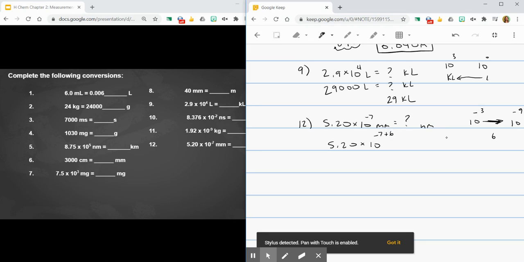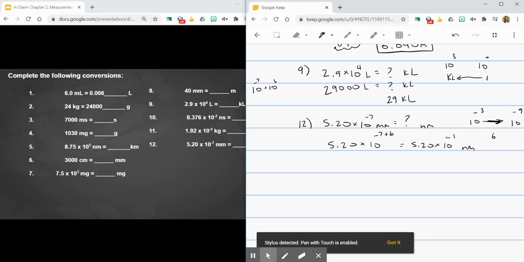Okay, so it's like taking 10 to the negative 7th and multiplying it by 10 to the 6th. To combine these two, you add the exponents together. So that's where I got this. And let's put it together. 5.20 times 10 to the negative 1 nanometers would be my final answer.